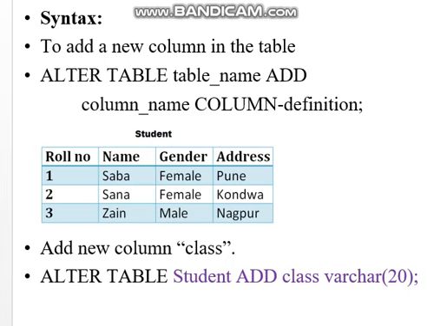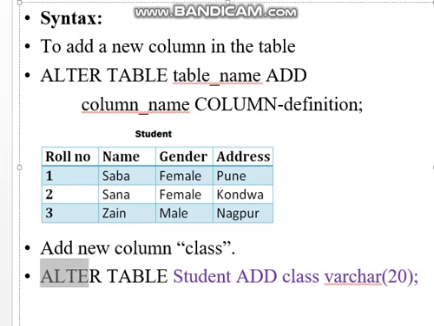For example, if you consider this particular example, here we have a table named student, which contains roll number, name, gender and address. After creating this, if I want to add one new column, I can use the alter table command. So how to alter the structure of a table, how to add one more column in the table? We can do this by using the alter table command.